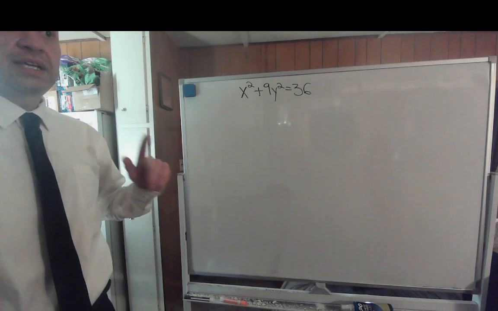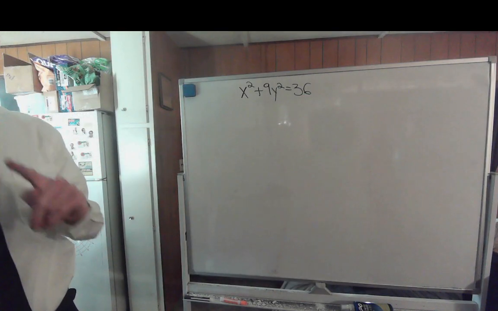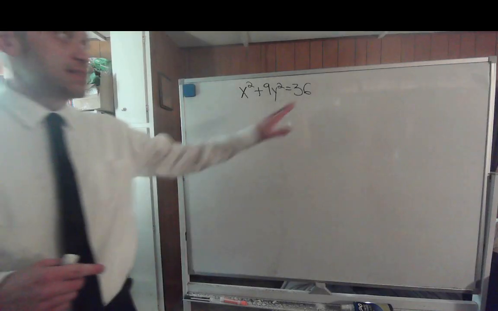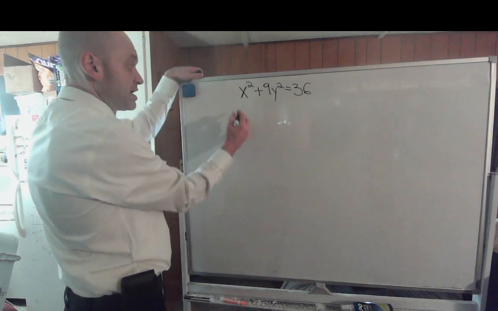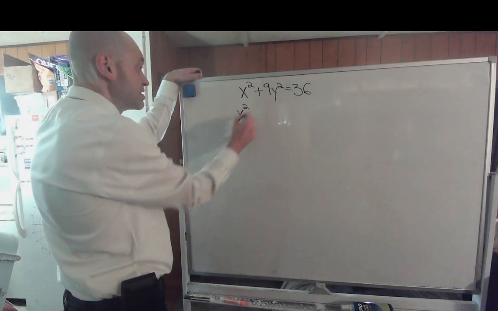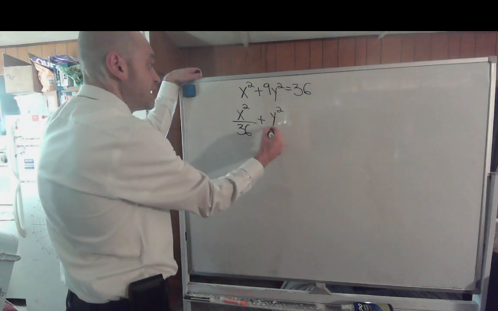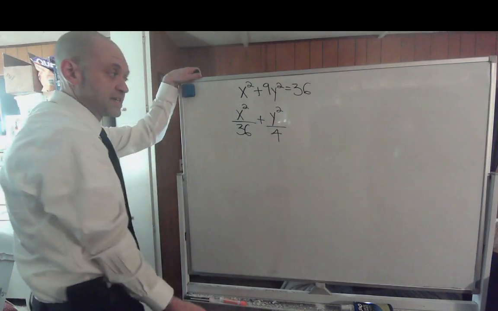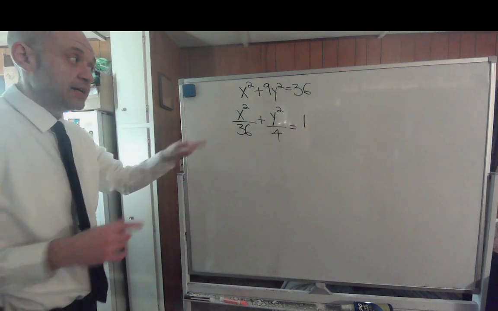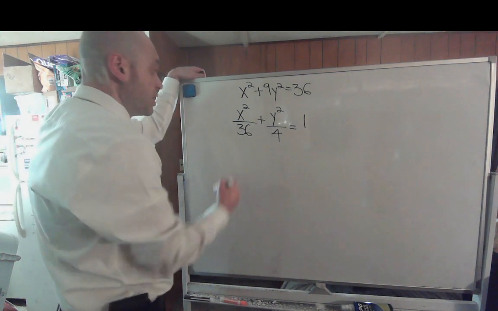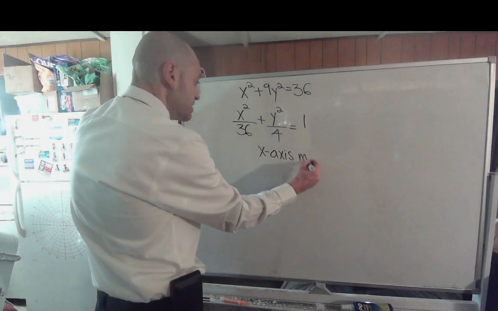But in order for this to be an ellipse, what is true? The right-hand side has to equal 1. Make your main focus being the right-hand side equal to 1. If you do that, it gets a lot easier. You divide both sides by 36, you now have x squared divided by 36 plus y squared divided by 4, because 9 goes into 36 4 times. That equals 1. We now have the standard equation of an ellipse where the x-axis is major.